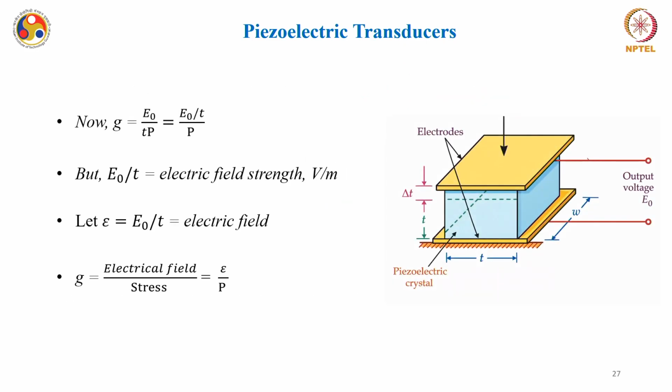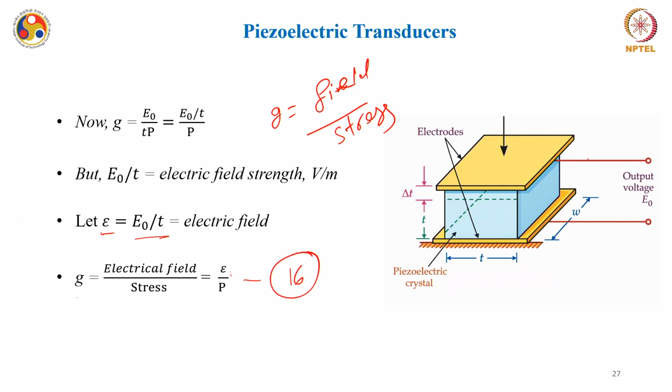Now from this equation we have seen that E naught is equal to G T P, or G is equal to the voltage E naught by T P, okay. And please note that E naught by T is nothing but the electric field strength in volt per meter, okay. And this we can write as G equal to field divided by the pressure or stress. Alright. So if I denote E naught by T, the electric field, as epsilon, I can write G as electric field by stress, that is, the electric field strength divided by P. So let me call this equation 16.